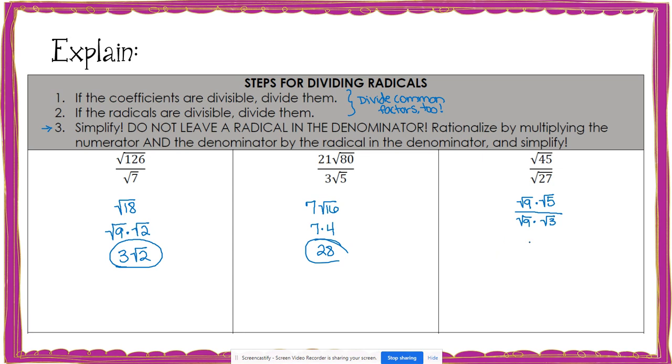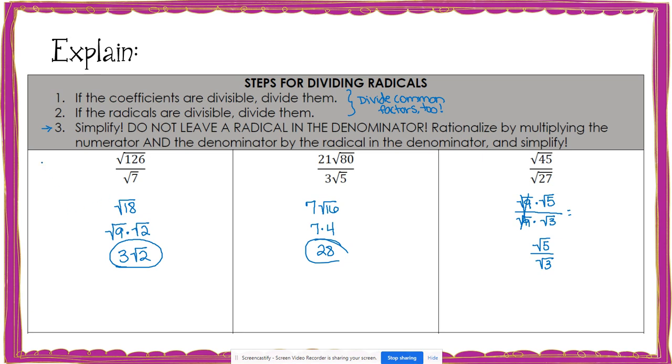Now at this point, we typically would take the square root of 9 out of the radical because it's a perfect square. But we don't actually need to do that step here because the square root of 9 divided by the square root of 9 is 1. They really will just cancel each other out. That means that what we're really left with is the square root of 5 over the square root of 3.